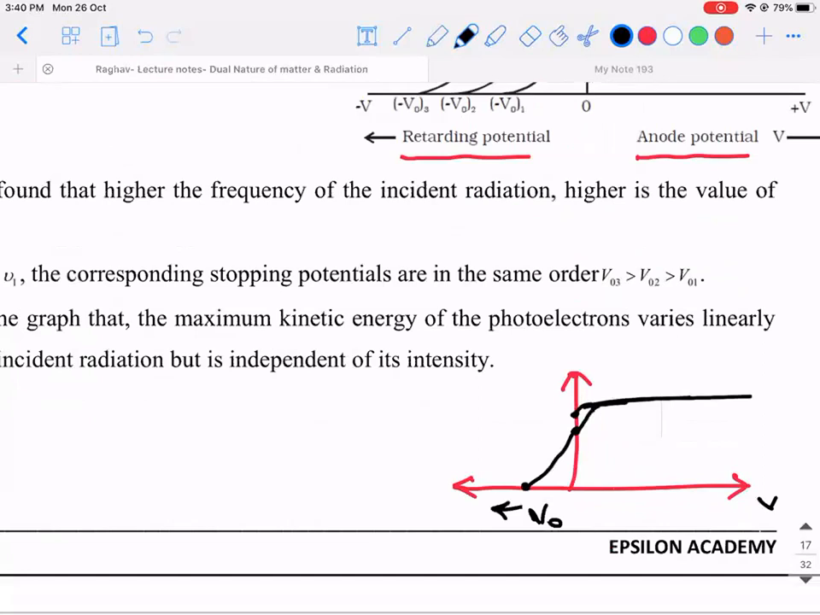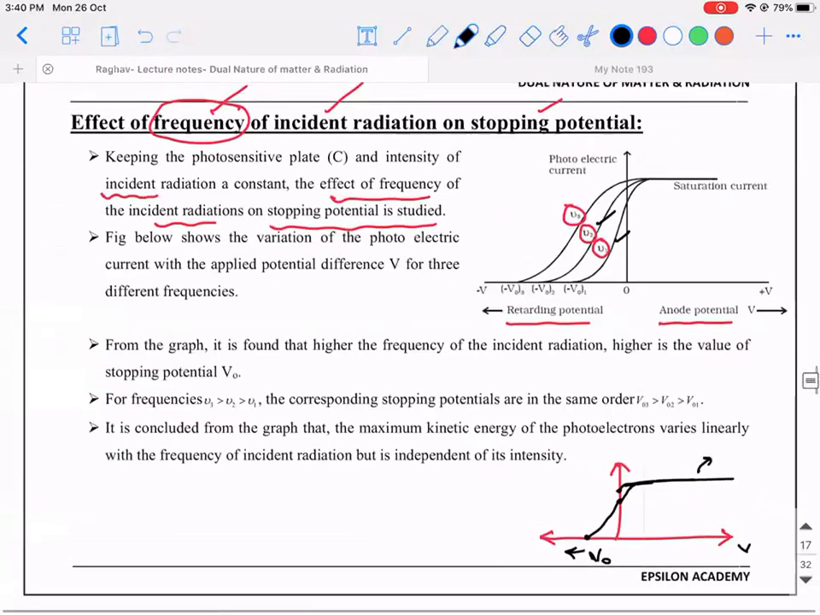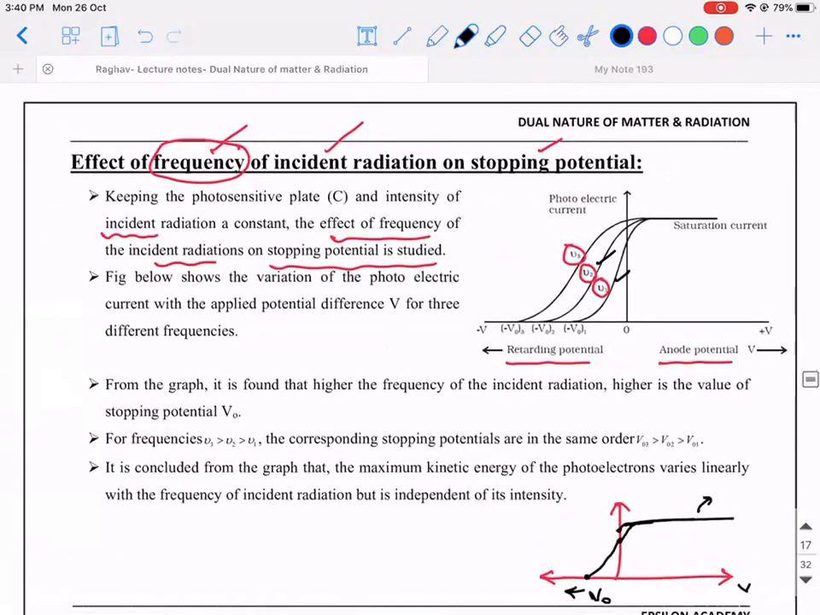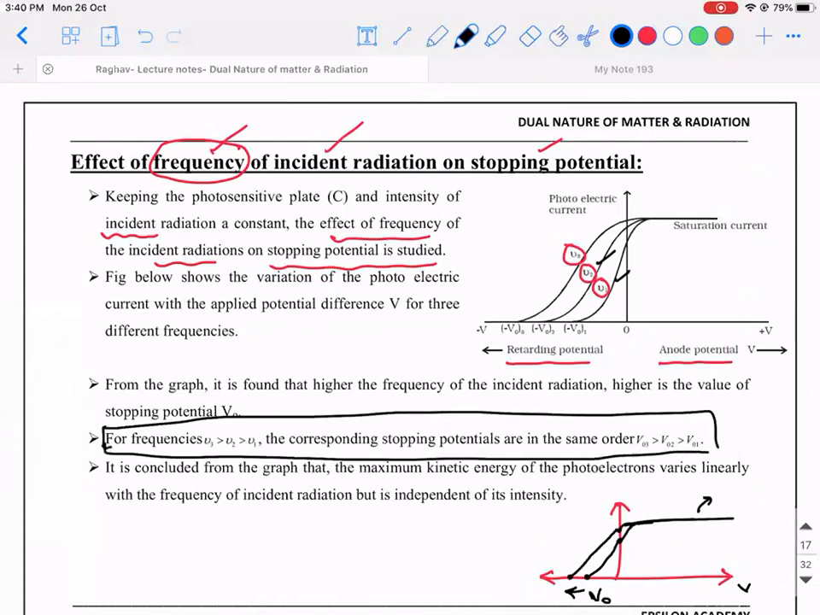Here, what is going to happen is the saturation current will be in such a way that it is independent of the frequency. Whereas, when you apply the retarding potential, it is observed that the stopping potential in all the cases is different. That is a very, very important point. Means the stopping potential will vary in such a way that for higher the frequency, higher is going to be the stopping potential. Please make a note of it.